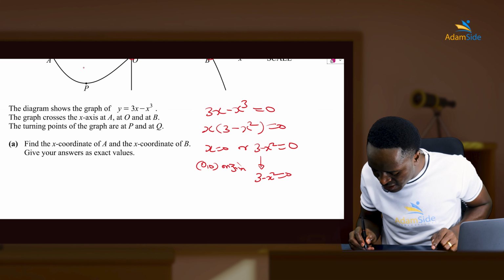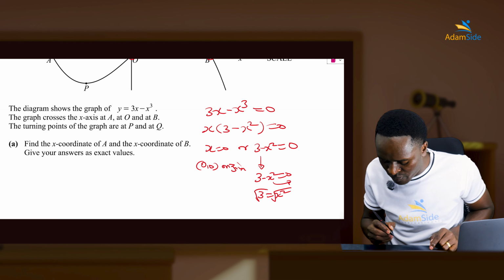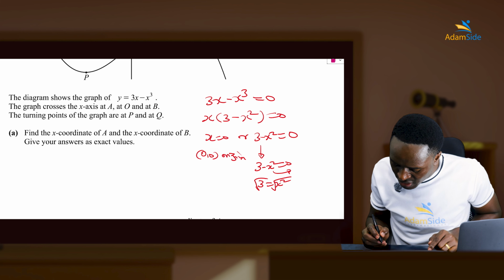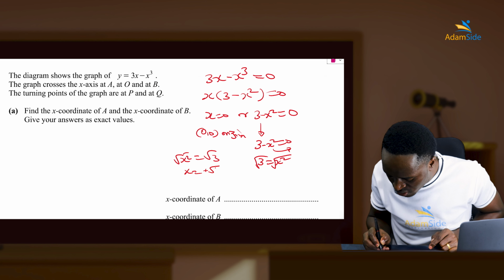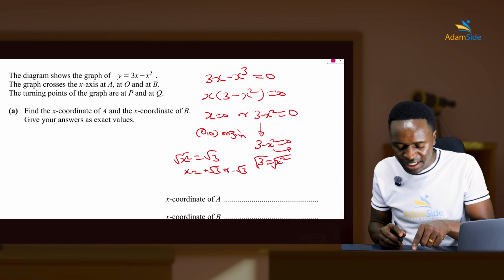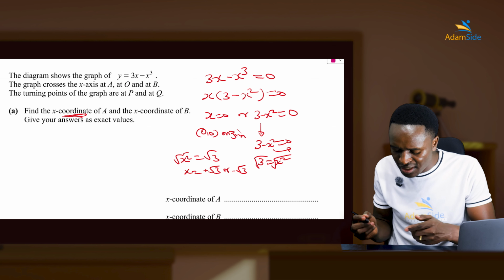Then negative x squared, take it to the other side. You remain with 3 is equal to x squared. Then find the square root. When you find the square root of a number, remember, it will give you two solutions. The square root of x squared is x, and the square root of 3 is root 3. So x will be plus root 3 or negative root 3. That's it. They say find the x-coordinate, so they only want the x-coordinate.